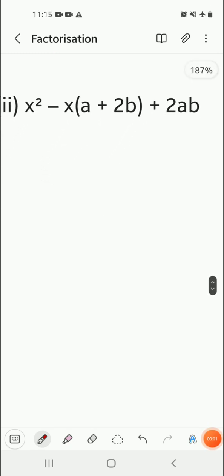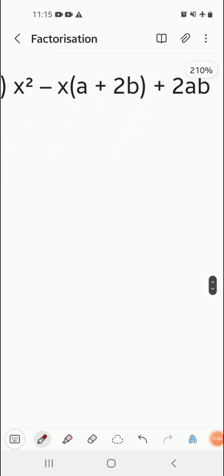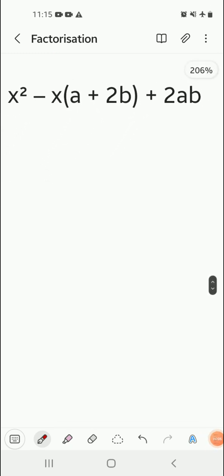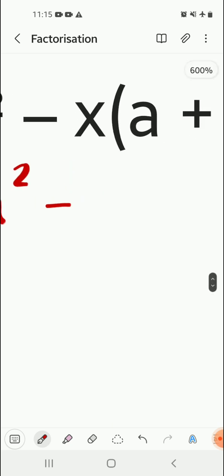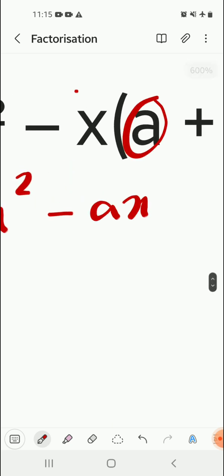Today we are going to learn about factorization. See, this is the expression that we have. First, remove the bracket. So let's solve it. x square minus, removing this bracket, a into x, we get a into x.